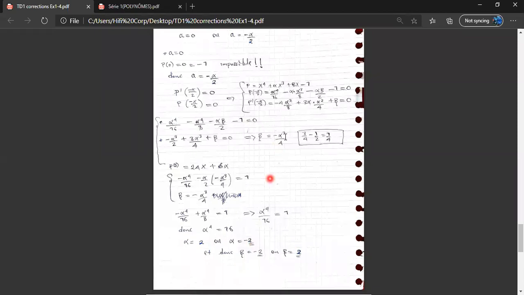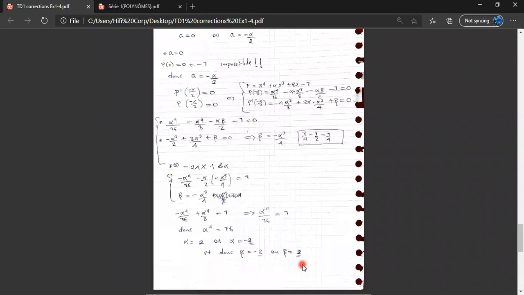If your alpha is 2, then your beta will be equals to what? You put your negative here, you put your 2 here to be negative 8 over 4. 4 into negative 8 is negative 2. And when your alpha is equals to negative 2, you put it here to be plus 8 over 4, 4 into 8 is 2, beta equals to 2. So you are going to have two kinds of solutions: where alpha is equals to 2 and beta is equals to negative 2, and where alpha is equals to negative 2 and beta is equals to 2. Are we okay here?